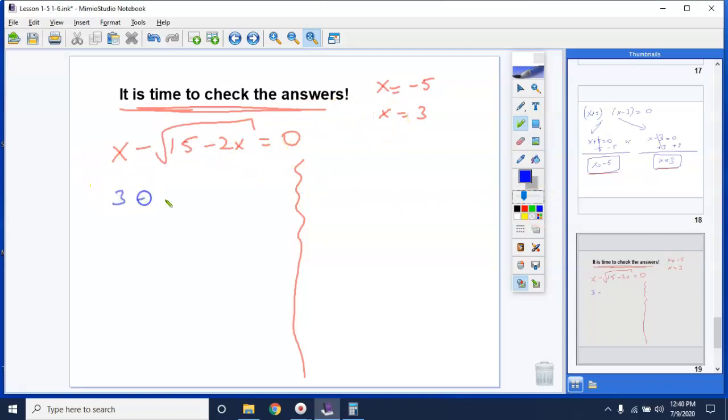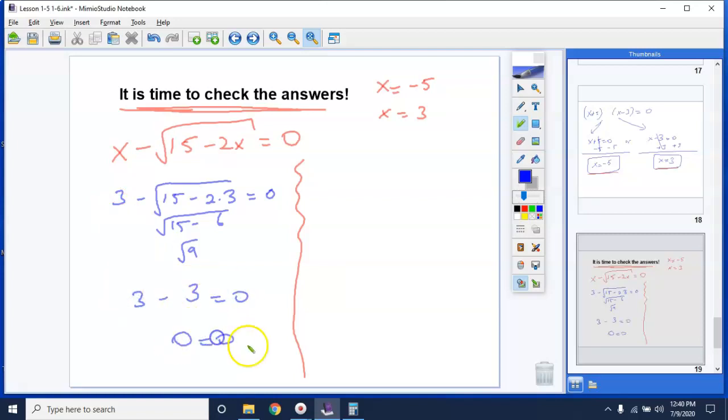3 minus the square root of 15 minus 2 times 3. Now, do we end up with 0? Does it work? 2 times 3 is 6. 15 minus 6 is 9. The square root of 9 is 3. So 3 minus 3 equals 0. Yes, 0 equals 0, right? It's working super fine.